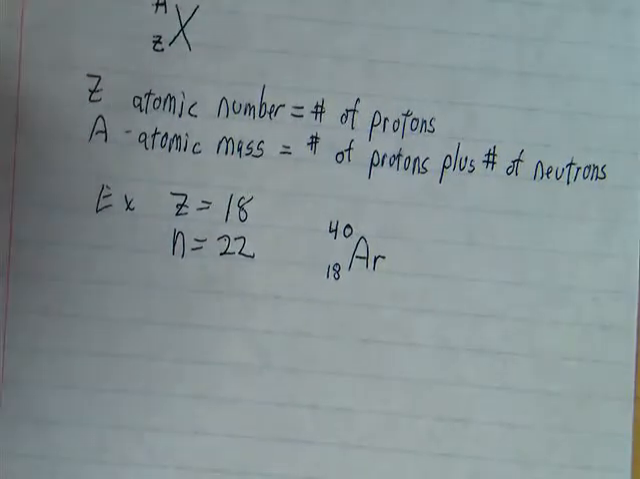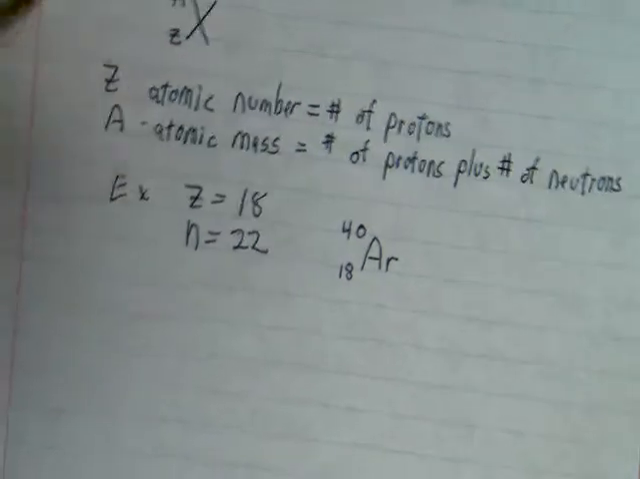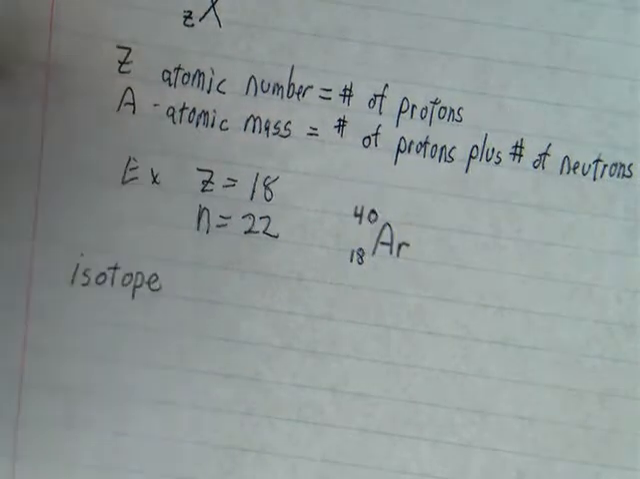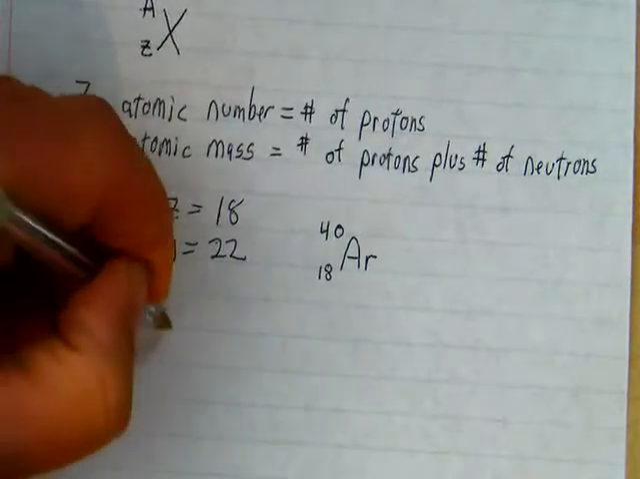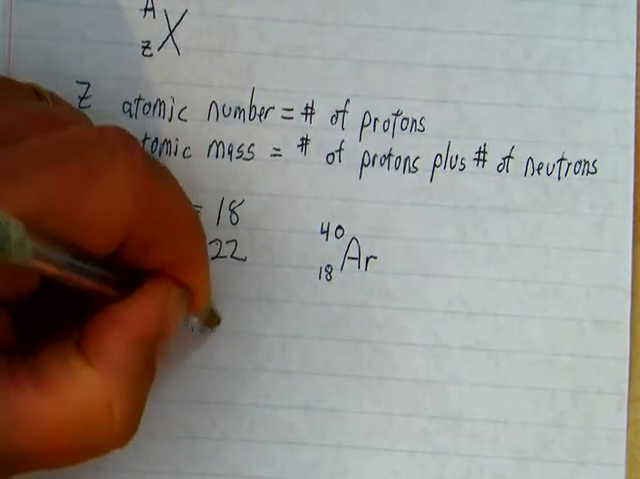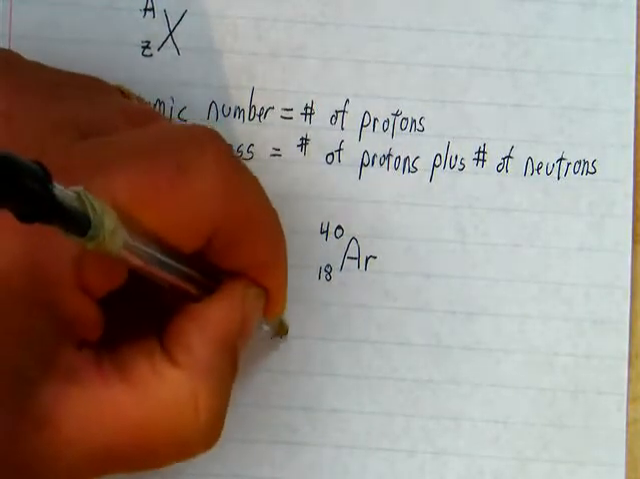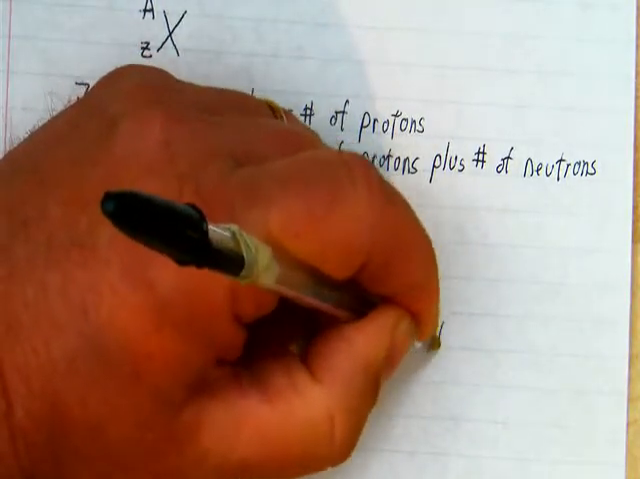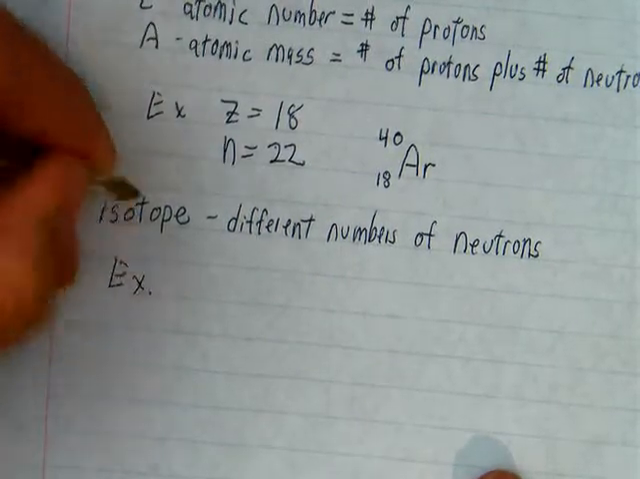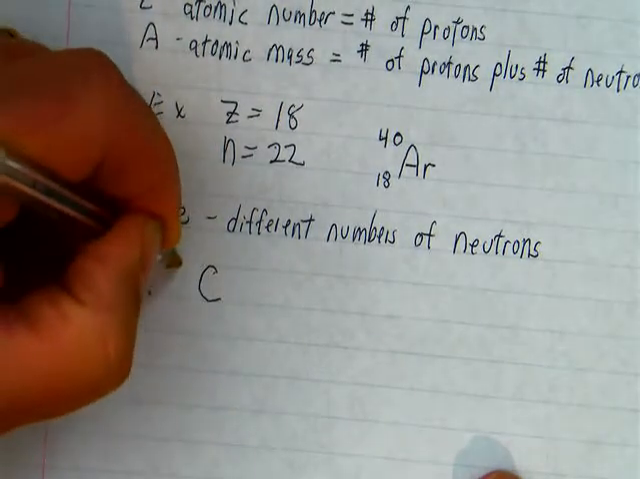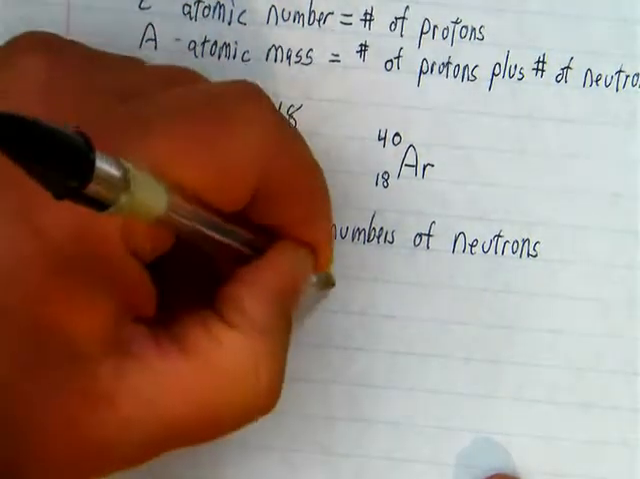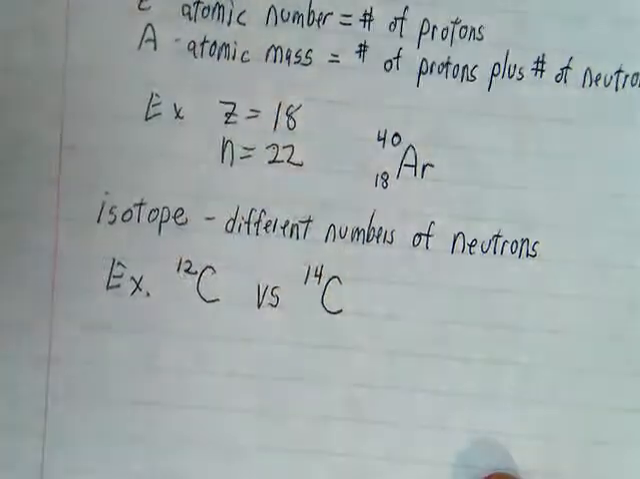We also studied different isotopes. An isotope is different numbers of neutrons. So an example would be carbon 12 versus carbon 14.